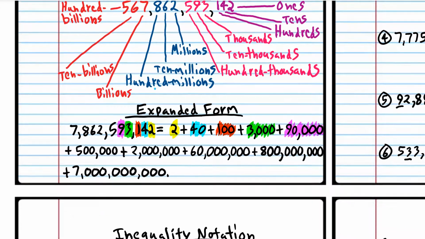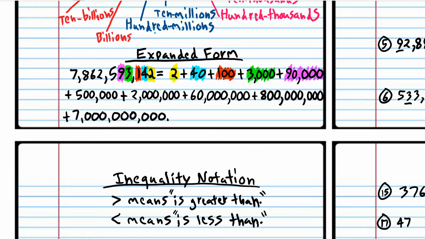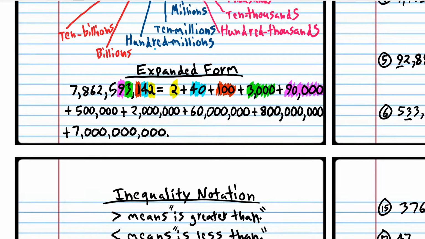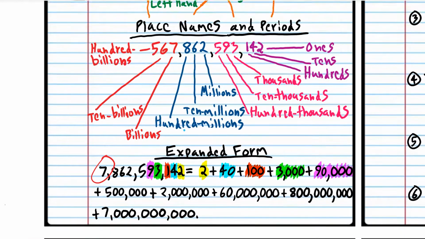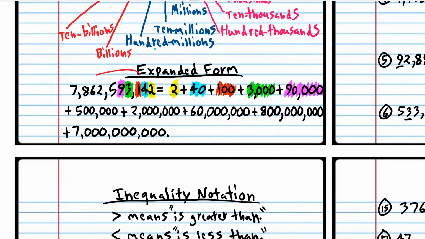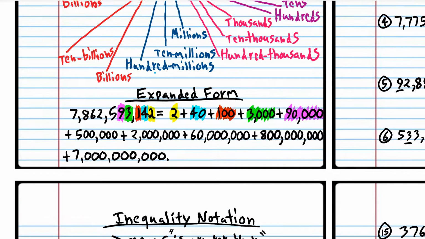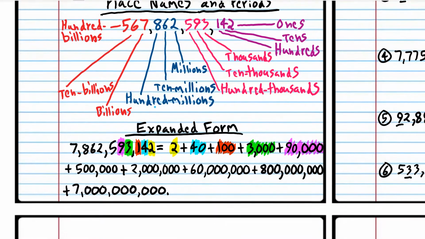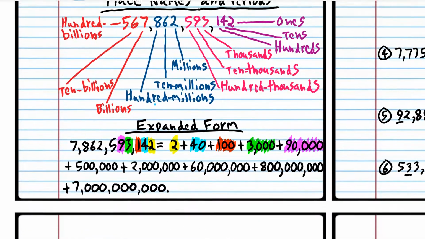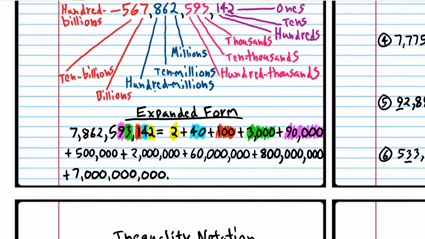And if you break down the numbers, if you write the numbers in expanded form, you can see you have 2 plus 40 plus 100 plus 3,000 plus 90,000, and it just gets bigger and bigger and bigger. I had to make this number a little bit smaller than this number, because I couldn't fit the expanded form on the page. But if you break the numbers up, then you get very, very large numbers, as you can see down here.